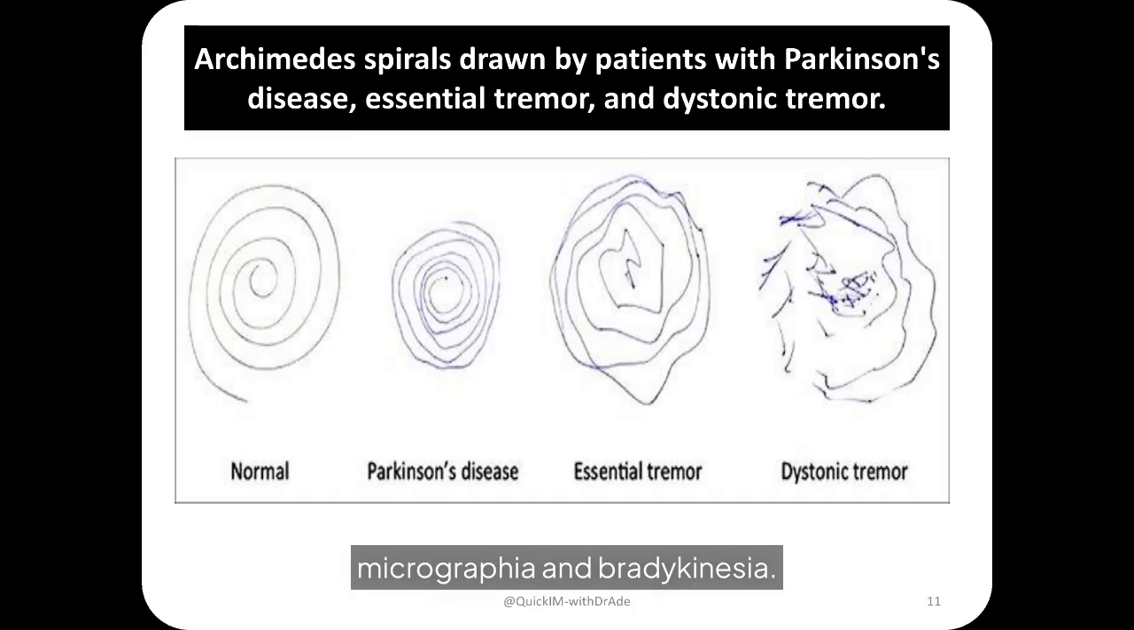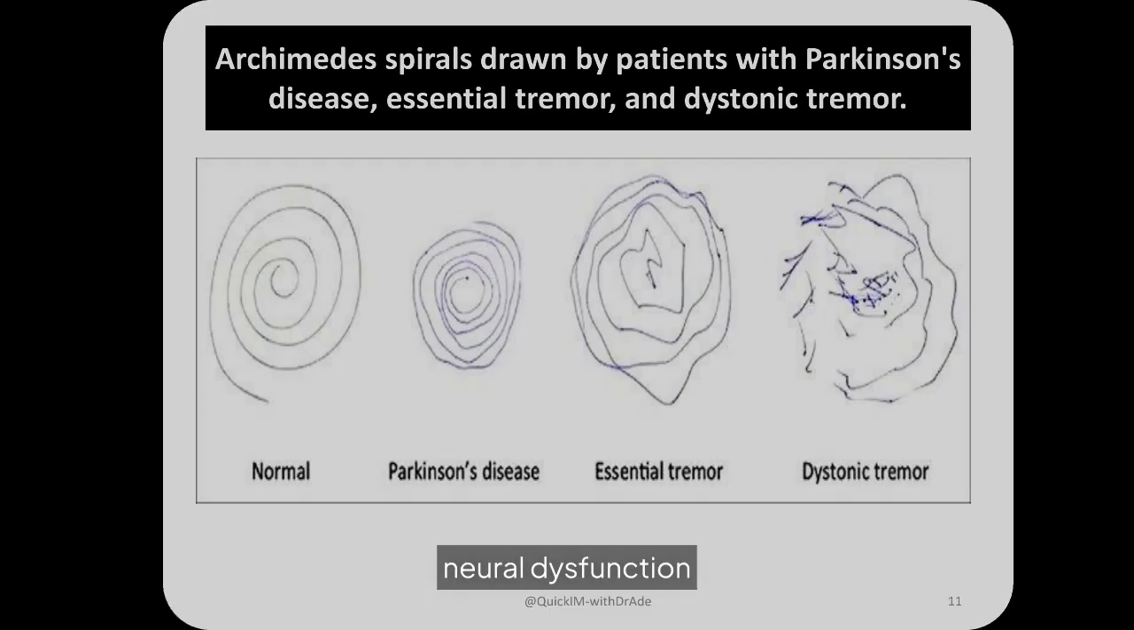and bradykinesia. In essential tremor, the spiral is larger, with smooth, high-amplitude oscillations that are rhythmic and symmetrical, often most prominent during sustained posture or action. In contrast, the spiral in dystonic tremor is irregular and asymmetric, with jerky lines and inconsistent pressure, sometimes showing a directional bias due to sustained abnormal muscle contractions and posturing. These distinct patterns help differentiate tremor types and localize underlying neural dysfunction.